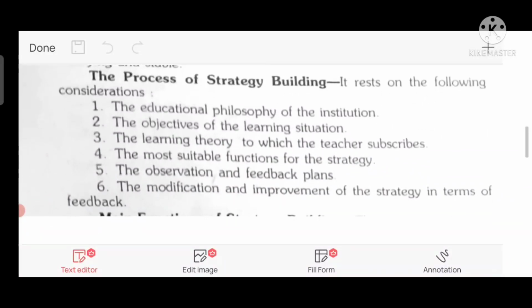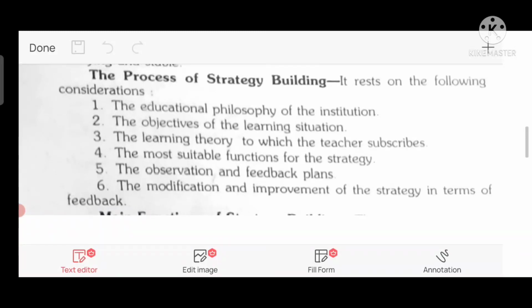Now here we will see the process of teaching strategy building. It rests on the following considerations. Point number 1, the educational philosophy of the institution. Point number 2, the objectives of the learning situations. Point number 3, the learning theory to which the teacher subscribes. Point number 4, the most suitable functions for the strategy.